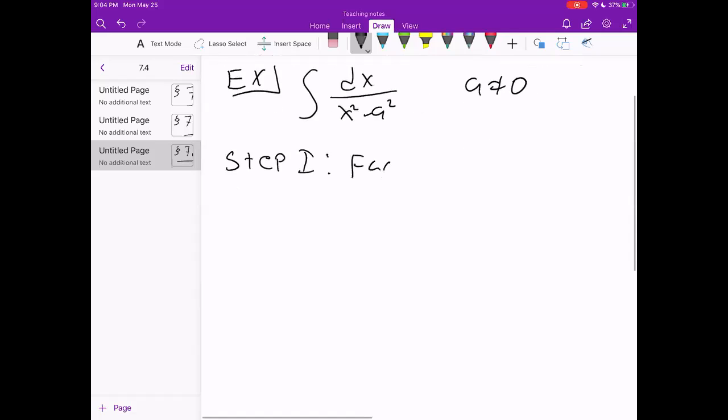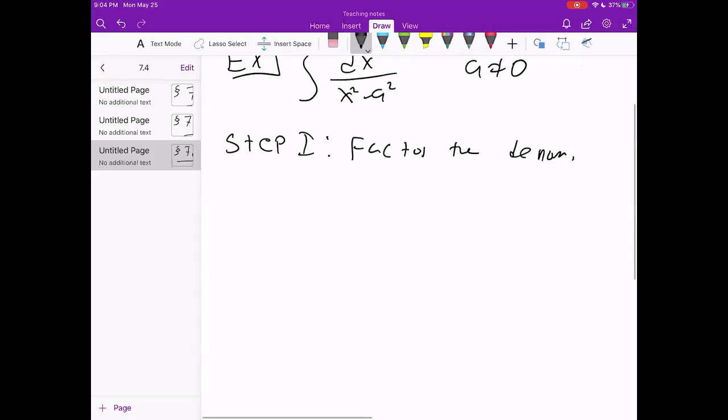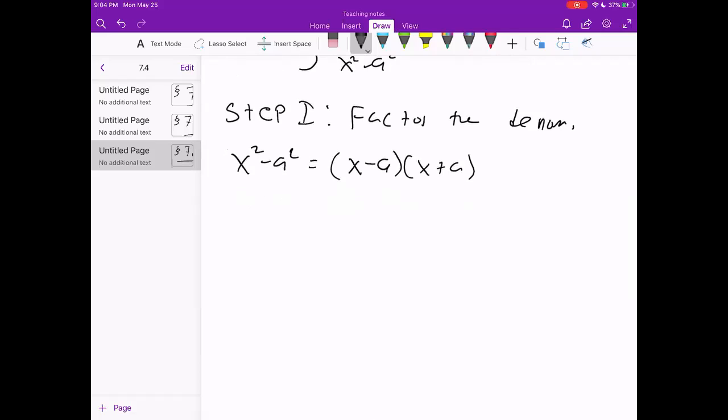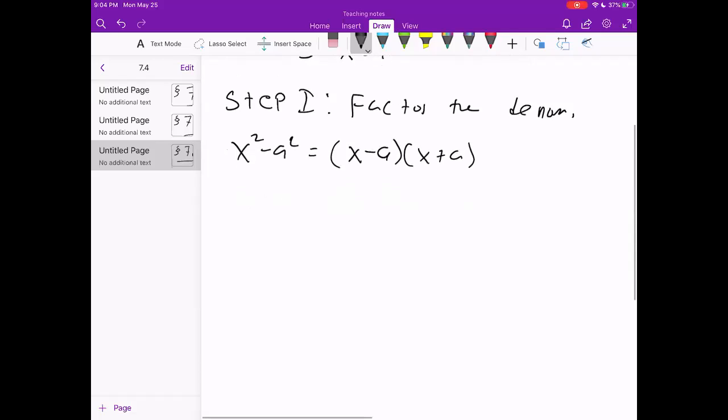factor the denominator. So we have x squared minus a squared, which is a difference of squares. This factors as x minus a times x plus a. And now we're going to move on and do the partial fractions.